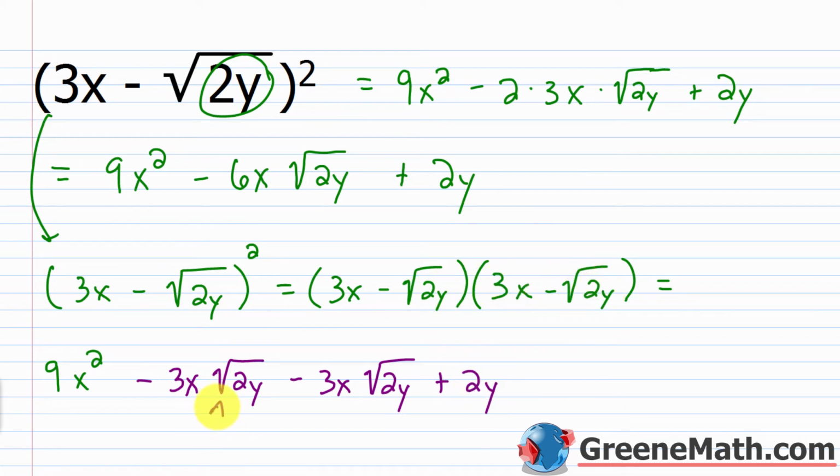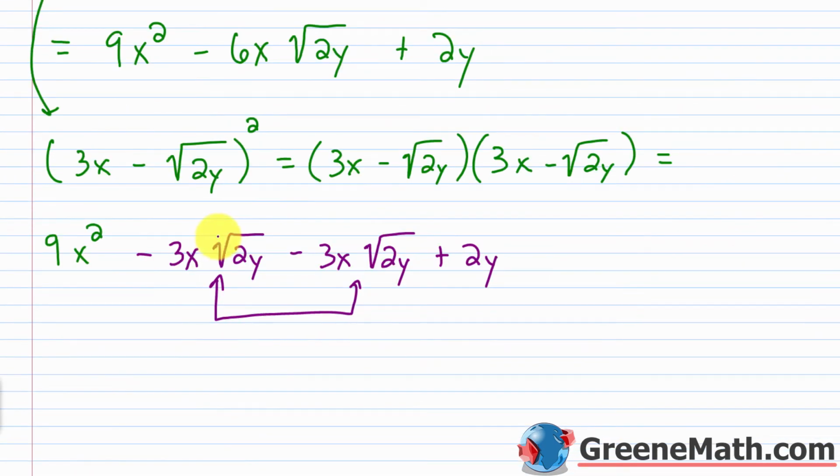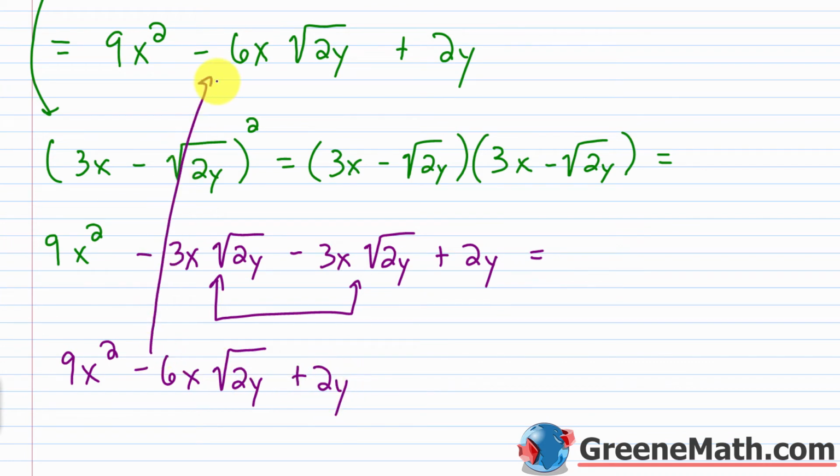So if I combine the terms in the middle, I know that I have like radicals there, so I can do that because I have the same index and the same radicand, right? I have 2y in each case. So really I just think about negative 3x plus negative 3x, that's negative 6x. So this would end up being 9x squared minus 6x times the square root of 2y and then plus 2y. And again, it's exactly what we got right there.